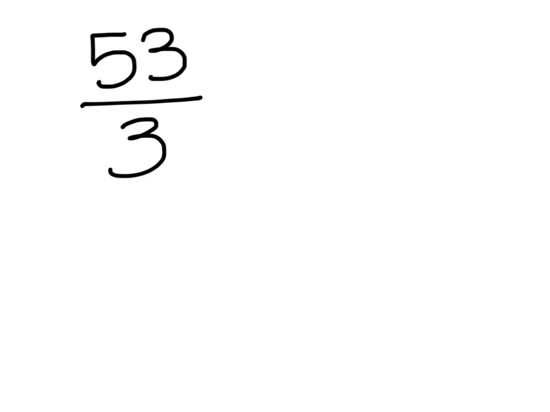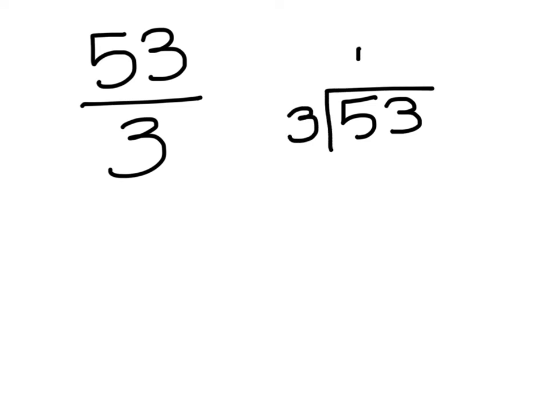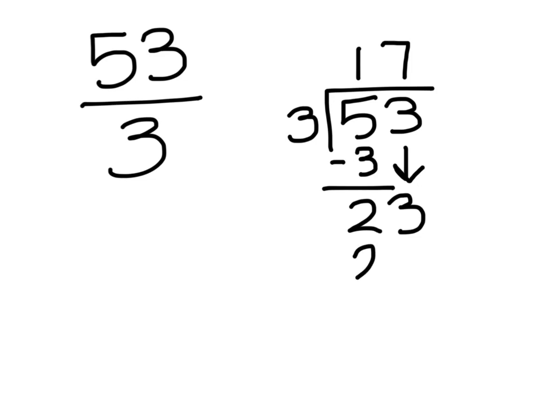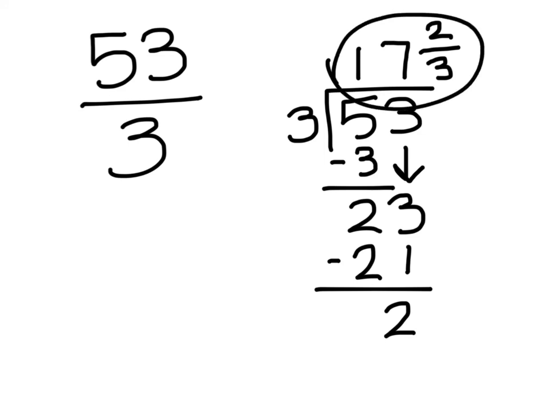Let's try one more. I want to know 53 thirds as a mixed number, so I'm going to do 53 divided by 3. 3 goes into 5 once. I subtract 3 to get 2 left over, and I bring down the 3. 3 goes into 23 7 times. 3 times 7 is 21. I subtract, and I have 2 left over. Again, instead of writing remainder 2, I have 2 pieces left out of 3. I keep the same denominator for a final answer of 17 and 2 thirds.